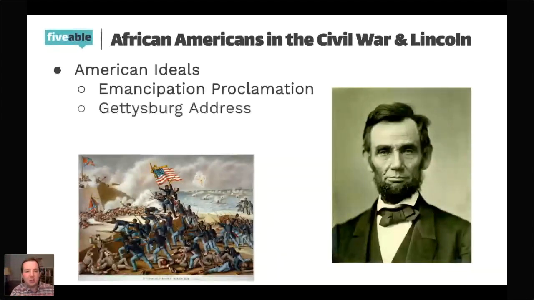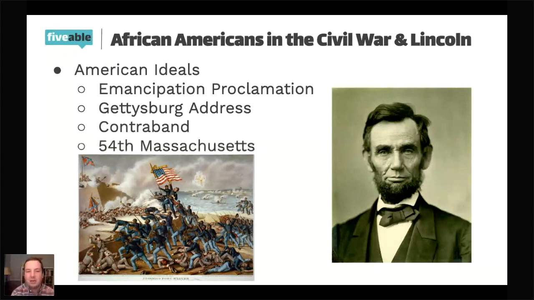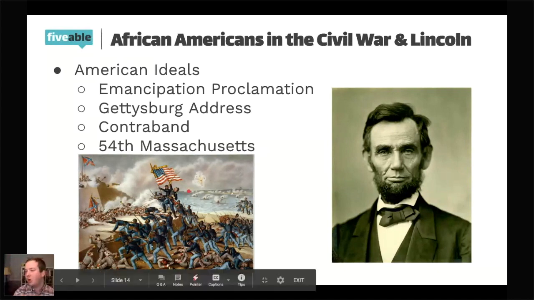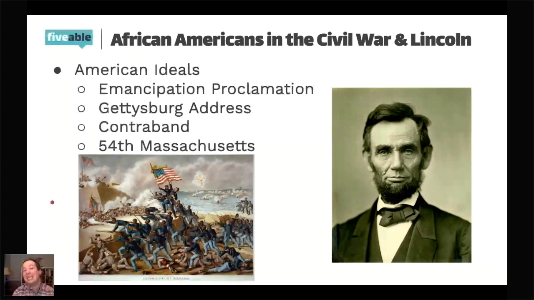There's also the Gettysburg Address, where he talks about the new birth of freedom. We already talked about that, and contraband as well. And then the 54th Massachusetts. This is a famous segregated black unit led by Robert Gould Shaw, the white gentleman you can see right there. This is an all-black unit, but it's led by a white officer because, again, the North is still a little bit racist and insists upon white people leading black people.